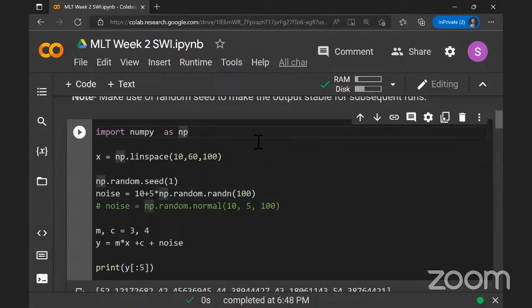Sir, is it 10 plus 5 into or 50 into? That's fine. I have written 10 plus 5 so that the curve that we are going to draw in the next question looks a bit smoother. That's it. Okay, so initially you said it's 50, now changed to 5, is it so? Yes.